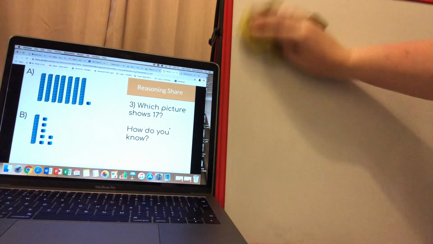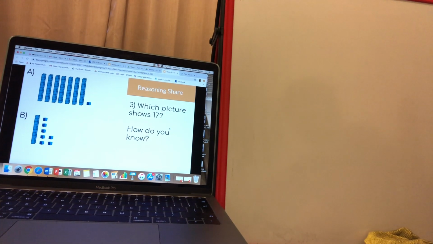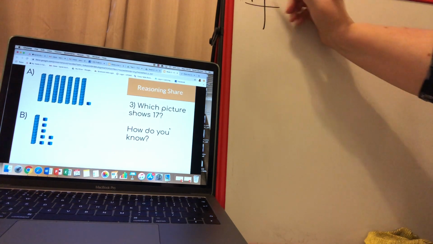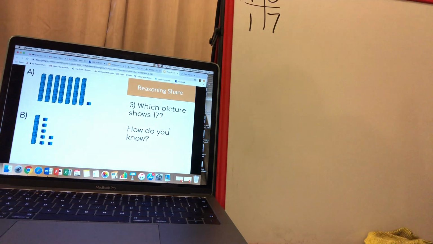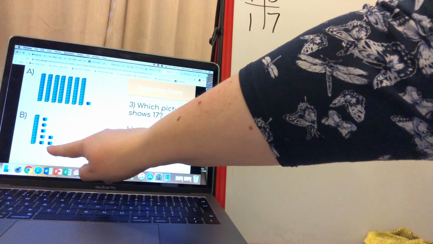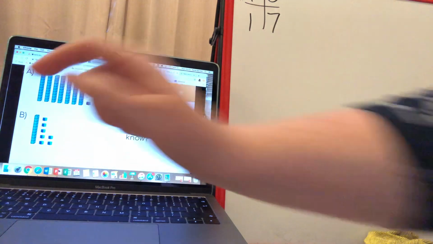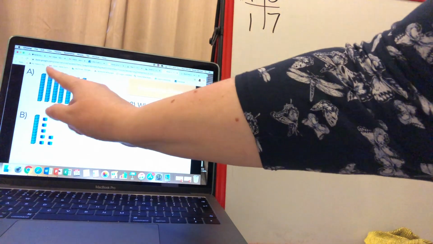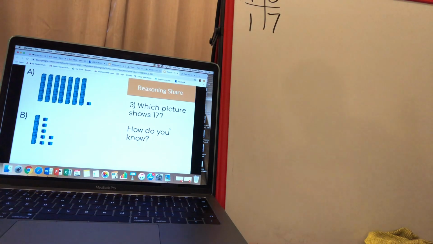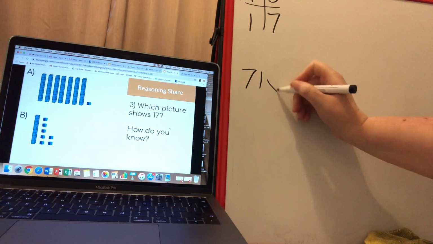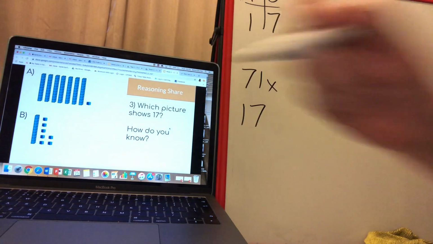Question 3, which picture shows 17? Well, what do you think? How many tens should it have? And how many ones should it have? I'm going to use my tens and ones grid to help me again. 17. I need 1 ten and 7 ones. So it's B. Because that has 10, 11, 12, 13, 14, 15, 16, 17. This one is 10, 20, 30, 40, 50, 60, 70, 71. 71. We didn't want 71. We wanted 17. It's B.